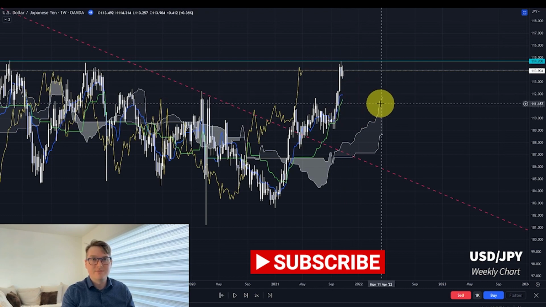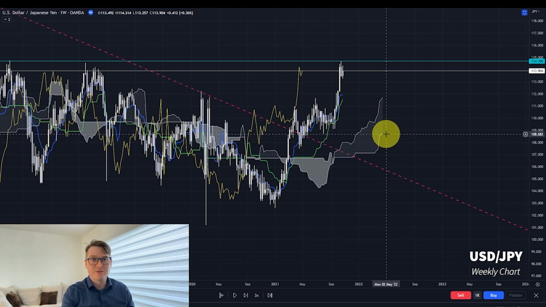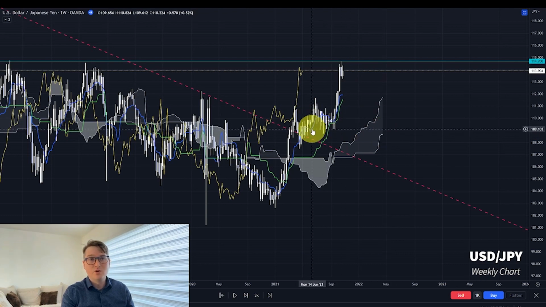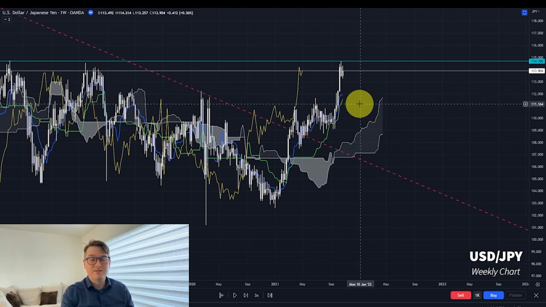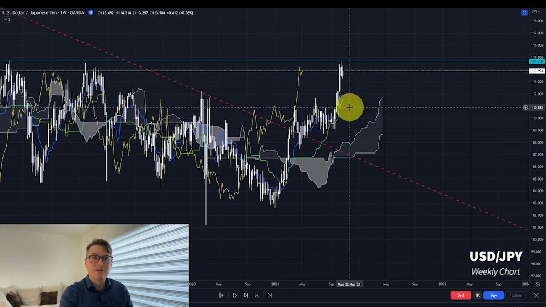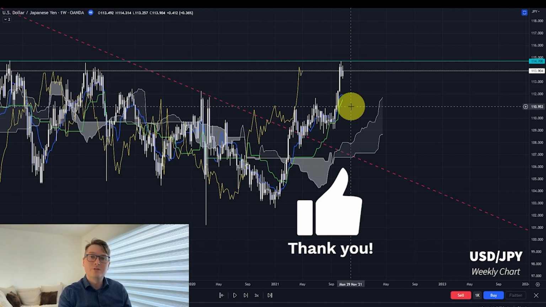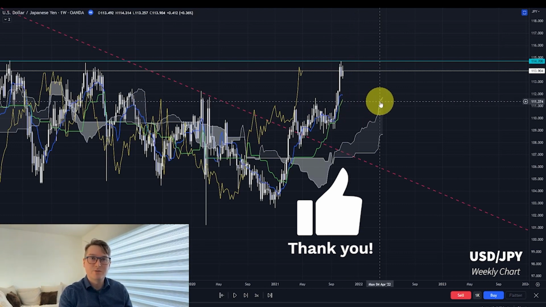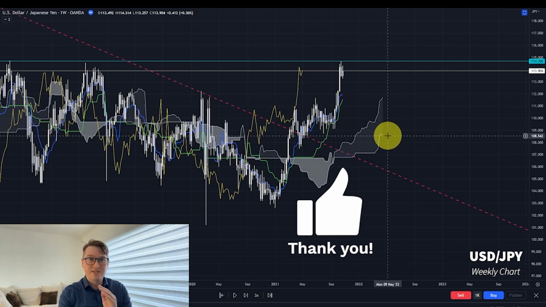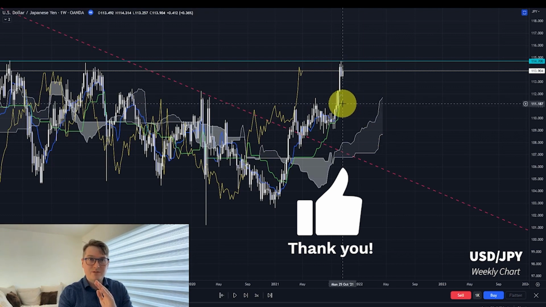We have Senko Span A pointing up, and we have Senko Span B flat. Overall, this is a trend, but to give you the nuance of the Ichimoku system, to really truly be a trending market, we need Senko Span A pointing up, we need Senko Span B pointing up, we need the Kijun Sen and the Tenkan Sen both pointing up.